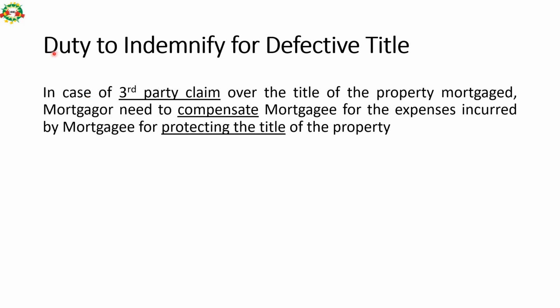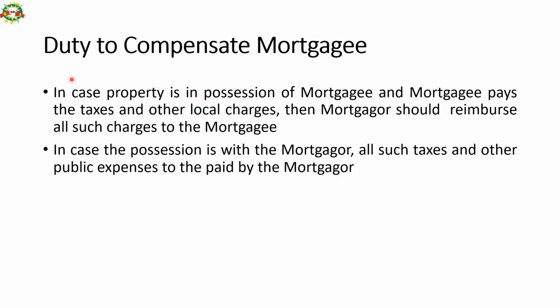Duty to indemnify for defective title. In case of a third party claim over the title of the mortgaged property, the mortgagor needs to compensate the mortgagee for the expenses incurred by the mortgagee for protecting the title of the property. Say I have mortgaged one property to the bank and took a housing loan. After some time, some other person comes into the picture and claims ownership of that property. Then to protect the title of the property, the bank spends some money. So as an owner, I have to reimburse the bank for that money which the bank spent to protect my title on the property.